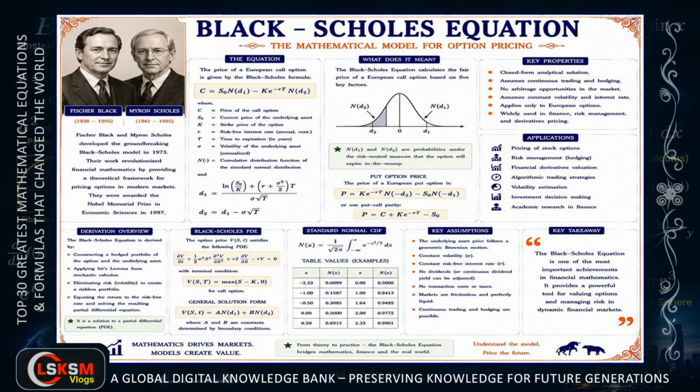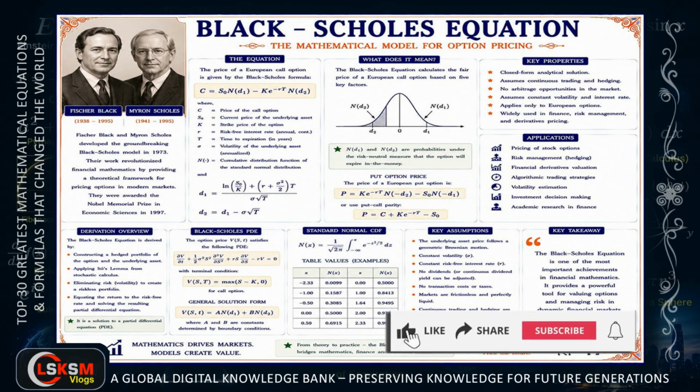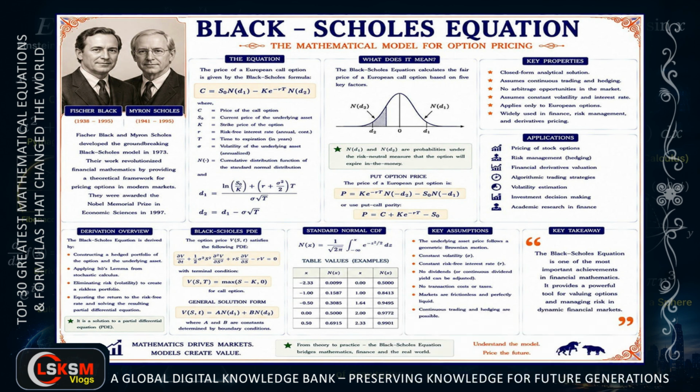Twenty-six. Black-Scholes equation. Persons: Fischer Black, 1938 to 1995, and Myron Scholes, 1941 to 1995. The Black-Scholes equation provides a mathematical model for pricing financial options. It revolutionized modern finance and investment theory.